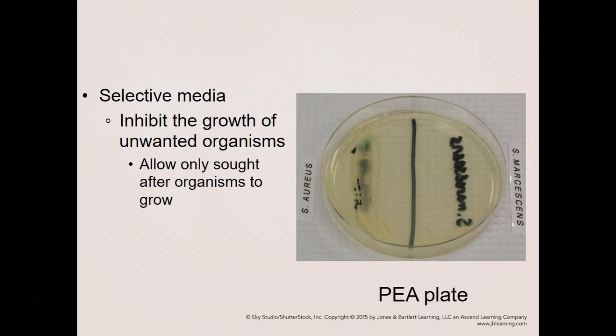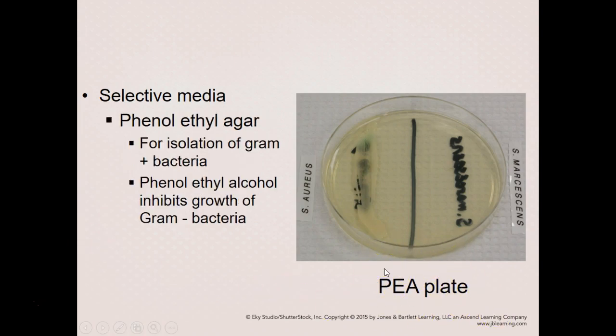This allows us to only grow what we care about, and it doesn't grow other things. Phenyl ethyl alcohol agar, this is an example of a selective media. Phenyl ethyl alcohol agar right here. This is a selective media that is selective for gram-positive bacteria, but specifically gram-positive coccus bacteria in the genus Streptococcus or Staphylococcus.